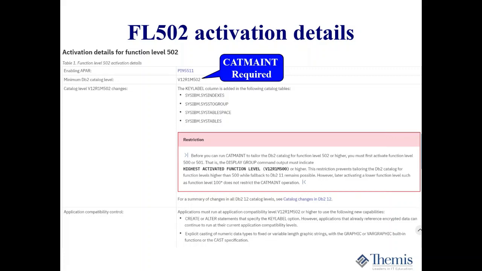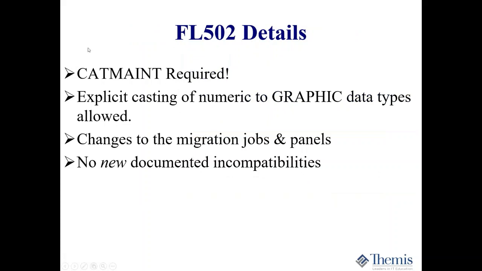There is a catalog update for this one, and it tells you exactly what's added there. There's a key label column added to the following catalog tables, 4 of them, and that is to support the encryption enhancement that you get in 502. So 502, cat maint required. Here are the features. Explicit casting between numeric and graphic data types.